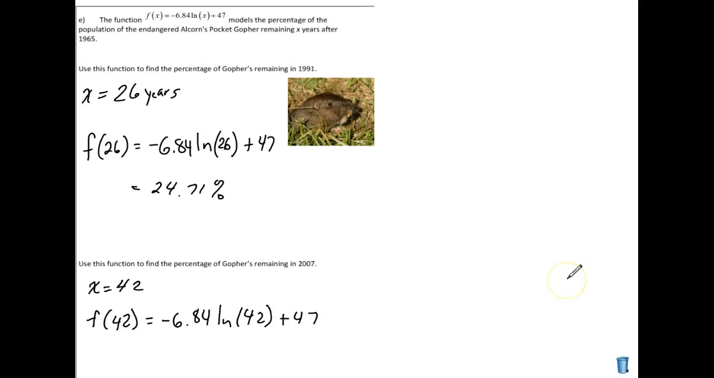The way I do it is I take the natural log of 42, and then I multiply by -6.84. Let me try that again because I typed it wrong. And then I add to that 47. And it looks like what we're ending up with is 21.43% remaining. So that's how we use the natural logarithms.